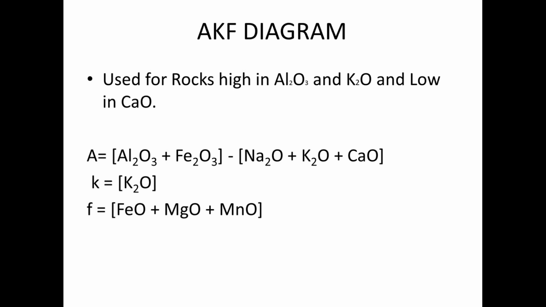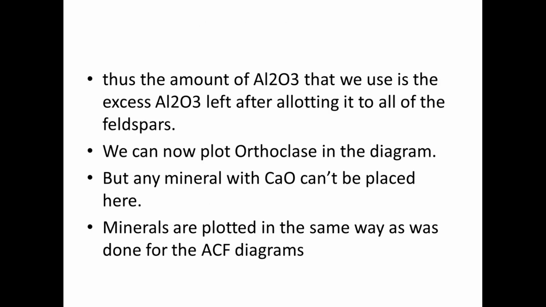Now, in order to address the demerits present in the ACF diagram, a new diagram was proposed by Eskola, which is known as the AKF diagram. This was proposed for rocks which have high Al2O3 and K2O percentage, but are low in CaO. Now, in AKF, we have three pseudo components A, K and F. A stands for Al2O3 plus Fe2O3 minus Na2O plus K2O plus CaO. Here we are interested in only that Al2O3 which is found in excess after Al2O3 is combined with Na2O, K2O and CaO to form feldspar.